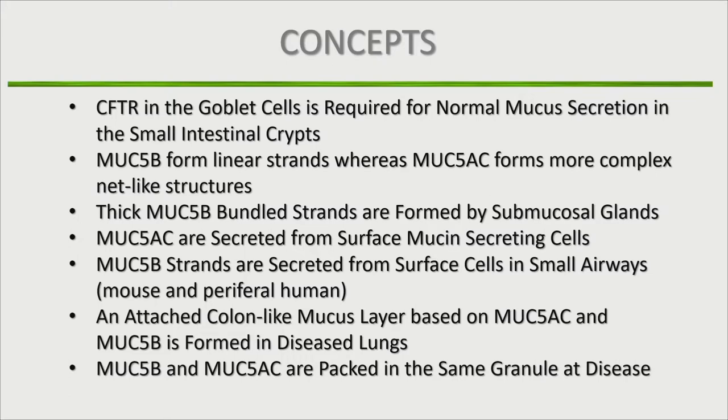So, to finish, CFTR is in goblet cells and is required for normal mucin secretion, at least in the small intestinal crypt. And there is also CFTR in the lung, in some of the lung goblet cells, and it's probably a very important issue to understand. The MUC5AC forms linear molecules, whereas the MUC5B forms more complex net-like structures. So this is built into the molecules, what they're doing and how they're behaving. Thick MUC5B bundle strands are formed by submucosal glands, and the 5AC is secreted from the surface mucin-secreting cells, and 5B strands are also secreted from surface cells in the small airways, in humans and the mouse. And an attached colon-like mucus layer based on MUC5AC and 5B is formed in diseased lungs. And 5B and 5AC are packed in the same granule in disease.